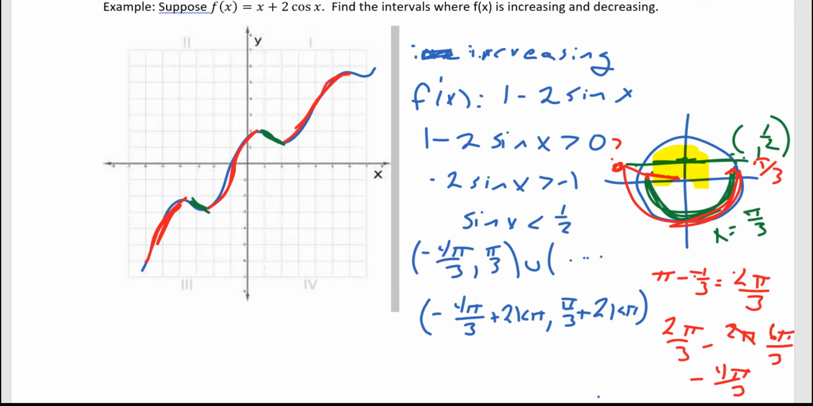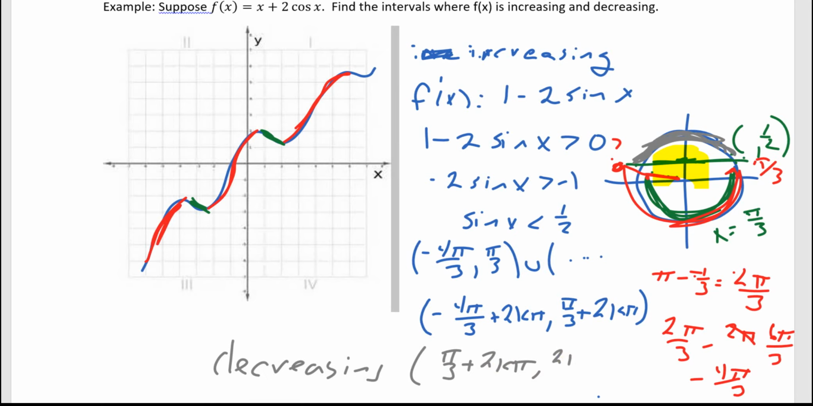Now, where is this thing decreasing? Well, we can see easily enough if we just switch that inequality, it's going to be decreasing on the top part of it. So it's between pi over 3 up here and 2 pi over 3. So if I want to switch that and say, okay, well, it's decreasing on, we'll start at pi over 3, and then again we can go full circle. And then it goes all the way up to, let's say, 2 pi over 3, and then around that circle again.